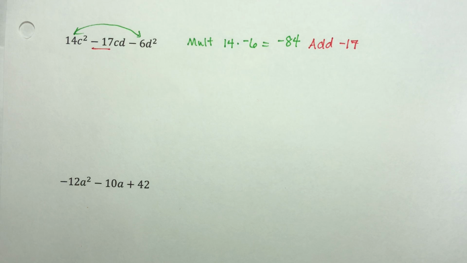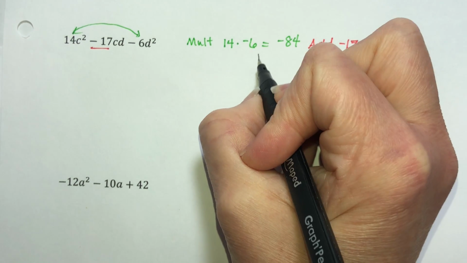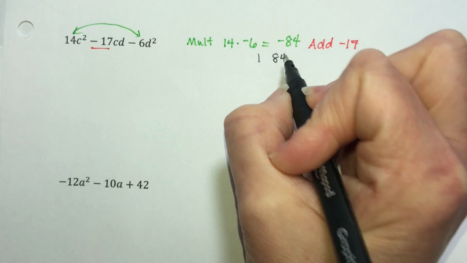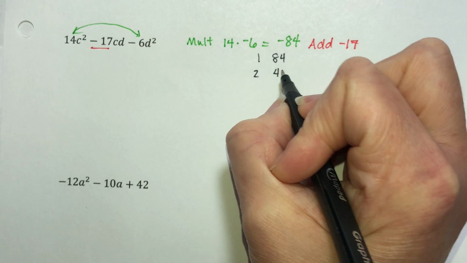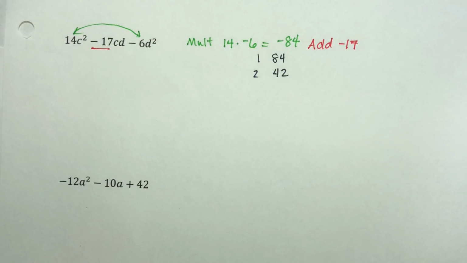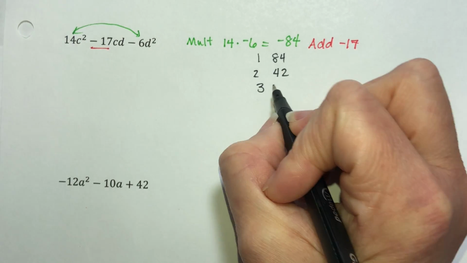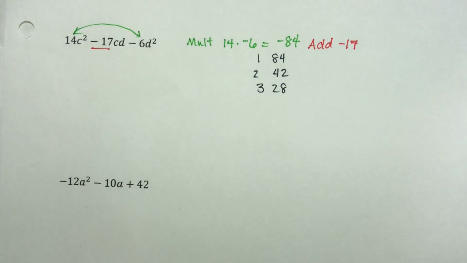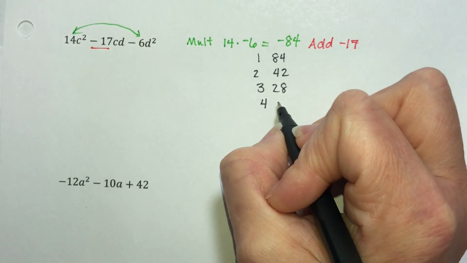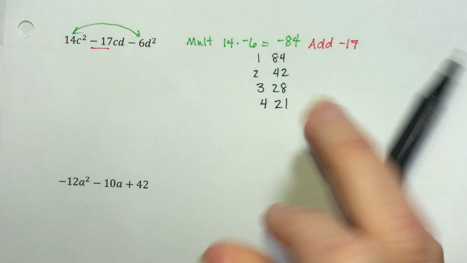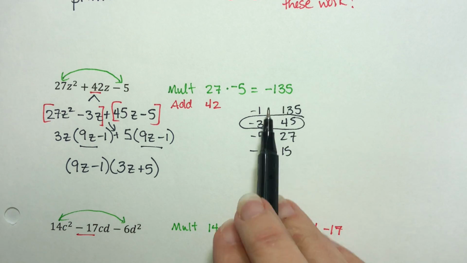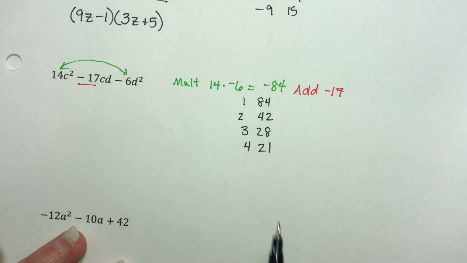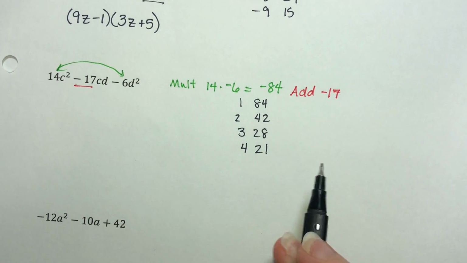All right, I'm going to list things that multiply to 84. I have 1 and 84, 2 and 42, 3 and 28, 4 and 21, and I think that's going to work. I kept listing things up here because I have a tendency to get in a zone and don't really pay attention. But you can always stop when you see the one that's going to work.